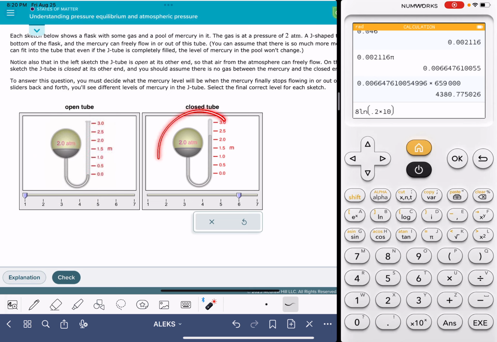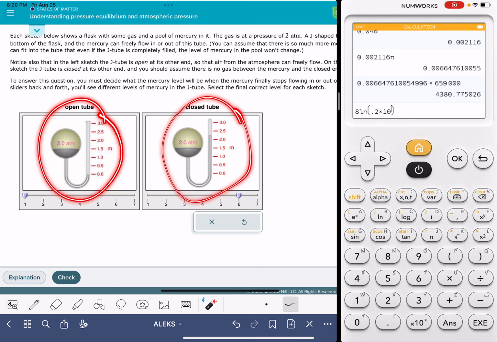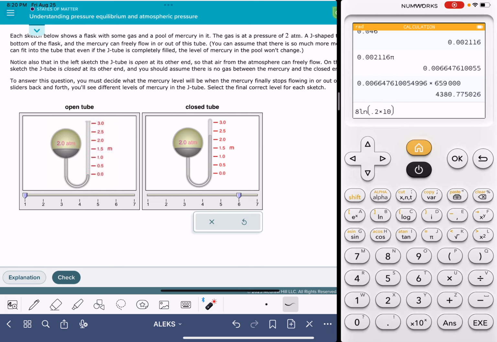And then we also have a closed tube, which means that this is closed off, so atmospheric pressure does not come into consideration in this particular situation. And it's asking you to slide these little buttons around to decide what these glass containers will look like when it finally stops, when the mercury finally stops moving around.